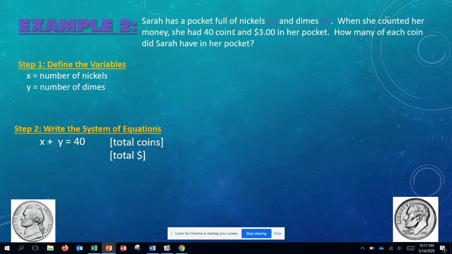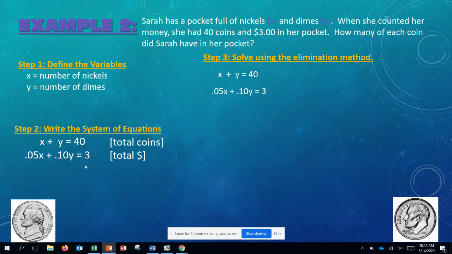Well, if each nickel is worth 5 cents, or 0.05, then the amount of money we have in nickels is 0.05x. The same thing for our dimes. If we have y dimes and each dime is 10 cents, then the amount of money we have in dimes is 10 cents times y. So our equation is 0.05x plus 0.10y is equal to 3. That represents the cost in dollars.